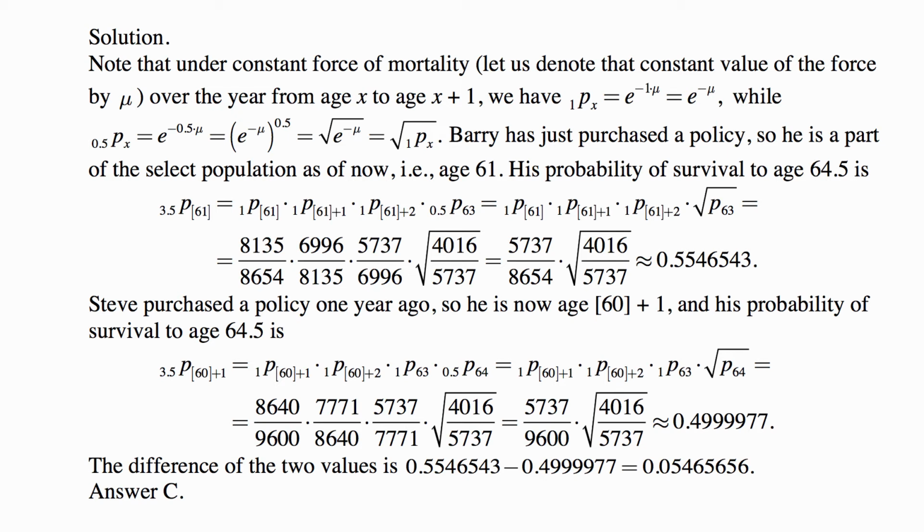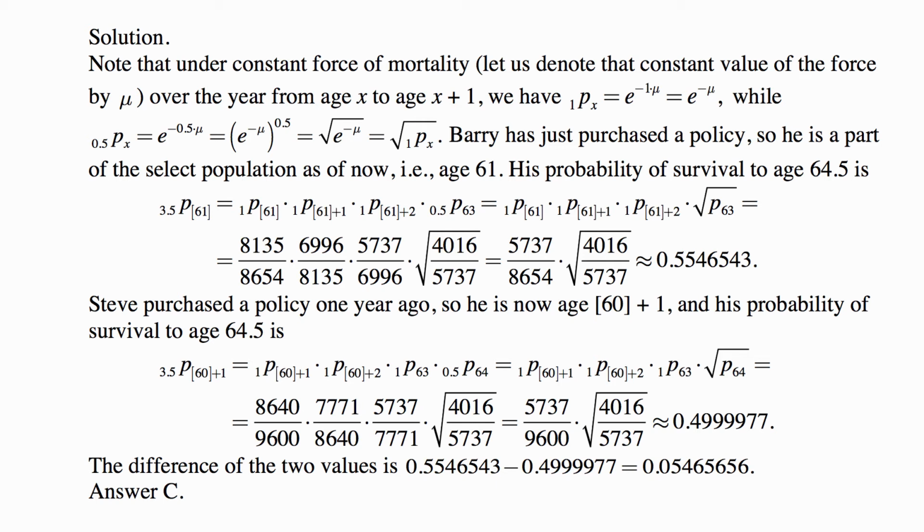And you can see a lot cancels out, but we are left with 5737 over 8654 times the square root of 4016 over 5737, and approximately the ratio, all this probability of survival really. But the first ratio times the square root of the second ratio ends up being 0.5546543.